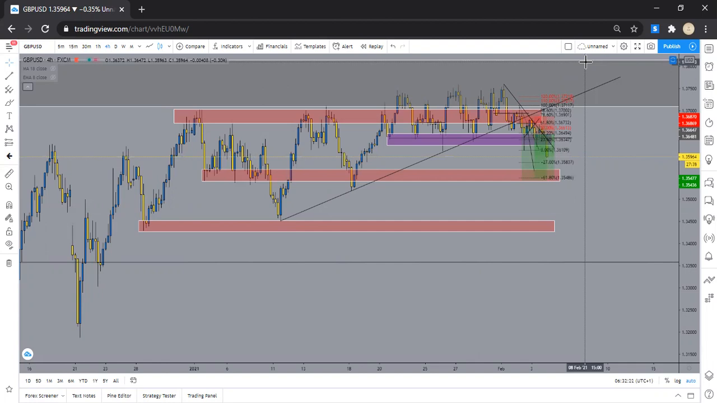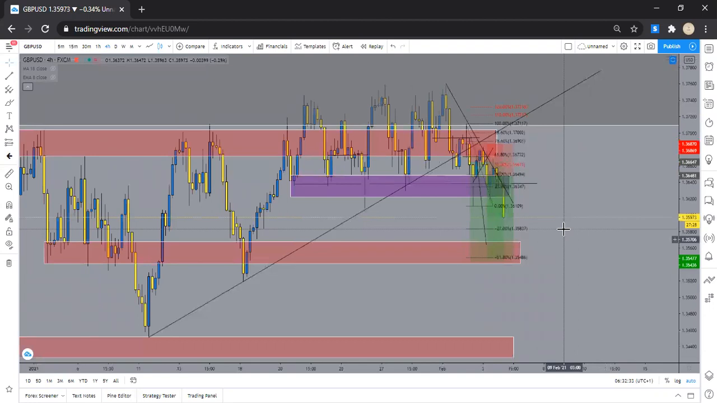So, today I'll be talking on GBP USD. I have a short position running on GBP USD, and I expect it to continue running down. But let's see my thought process on why I took the short position. So, let's begin.